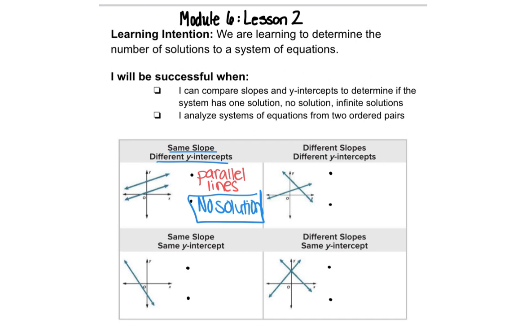How about next to it here? We've got different slopes and different y-intercepts. So these lines intersect, so I'm going to put intersecting lines. And how many times do these two lines cross? Just once, right? We have one solution here.